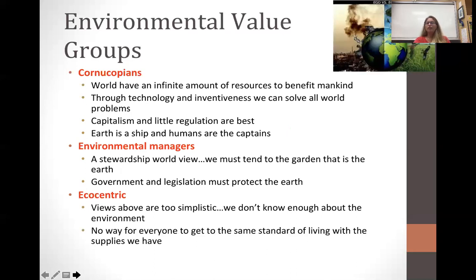There's no way for everyone to get the same standard of living with the environment we have. I think that's a really true statement, right? We have the haves and the have-nots. And if we gave every one of the almost 7 billion people on the planet what the haves have, we would run out of resources very quickly.